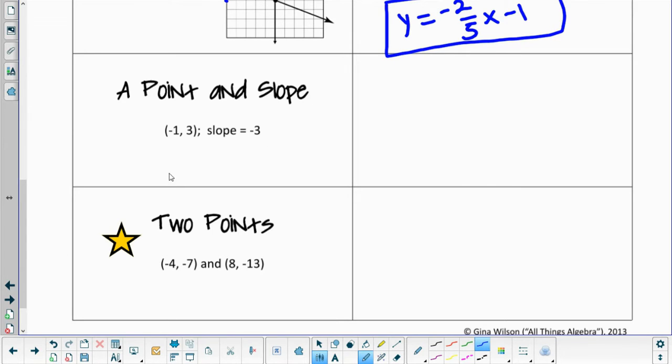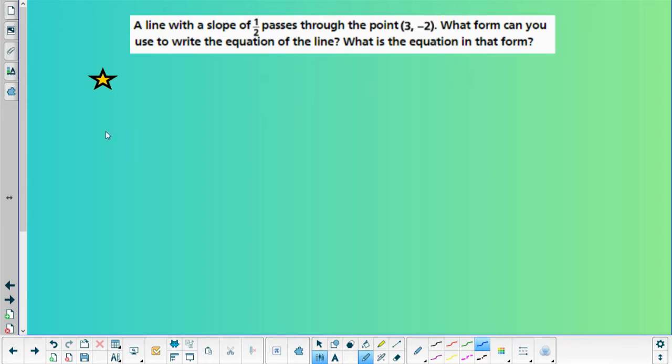Okay. The good thing is there are 2 different ways you can find the equation when you're given 1 point and 1 slope. There is the point-slope form, and then there is another method that I prefer to use. I will show you both ways, but it will be up to you to decide which way you prefer. So first, let's talk about point-slope form. A line with a slope of 1/2 passes through the point (3, -2). What form can you use to write the equation of the line, and what is the equation in that form? So this is what we call point-slope form.